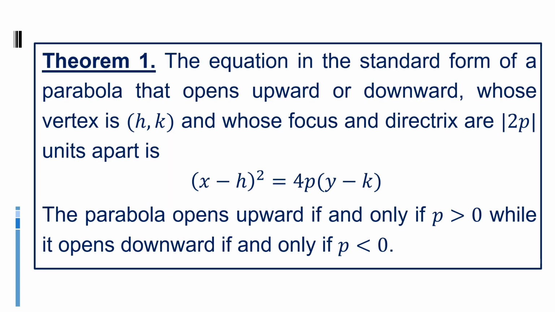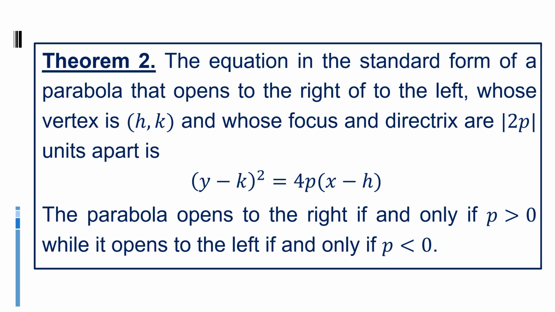Theorem 1. The equation in the standard form of a parabola that opens upward or downward, whose vertex is (h, k), and whose focus and directrix are the absolute value of 2p units apart, is (x minus h) squared equals 4p times (y minus k). Note that the parabola opens upward if and only if p is greater than 0, while it opens downward if and only if p is less than 0. So remember, kapag upward or downward, ang nakasquare sa ating variable ay yung x.